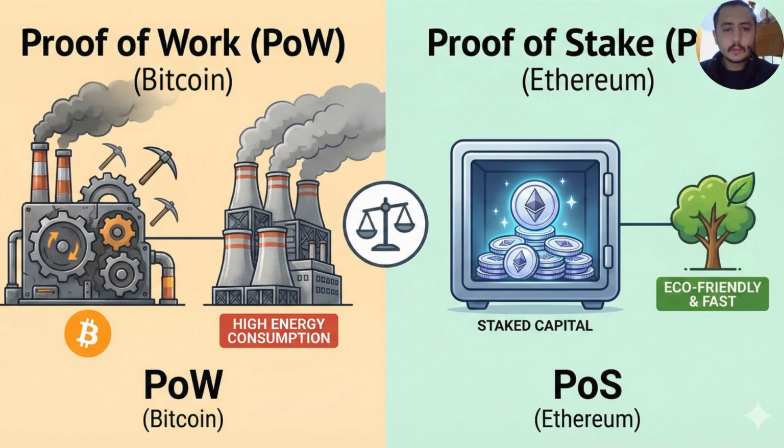How do thousands of computers globally agree on the same reality without a boss?